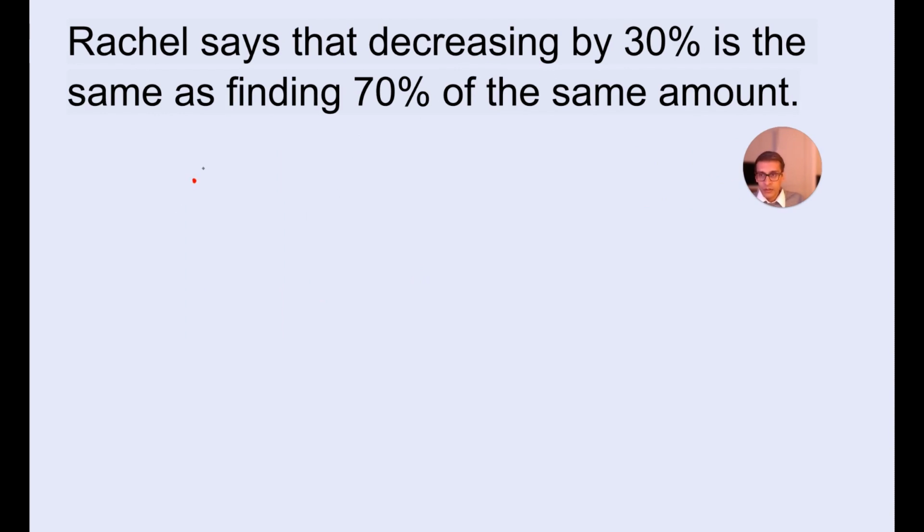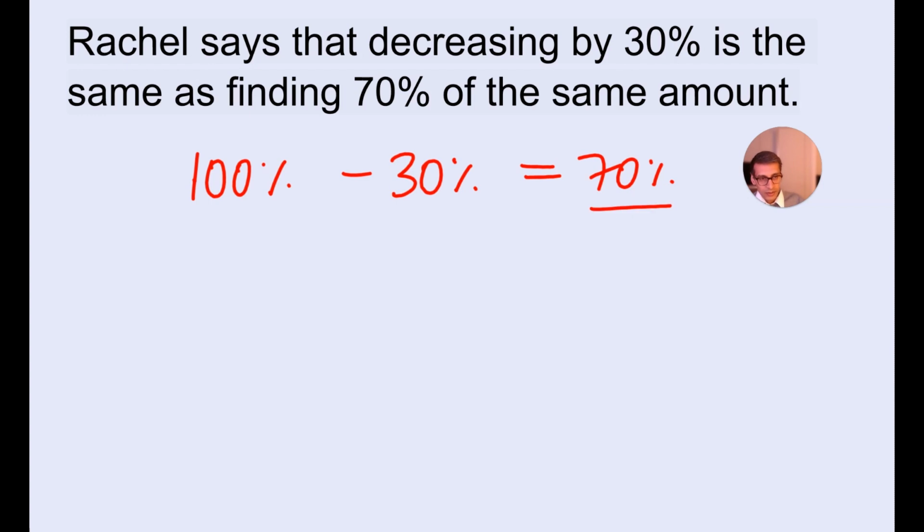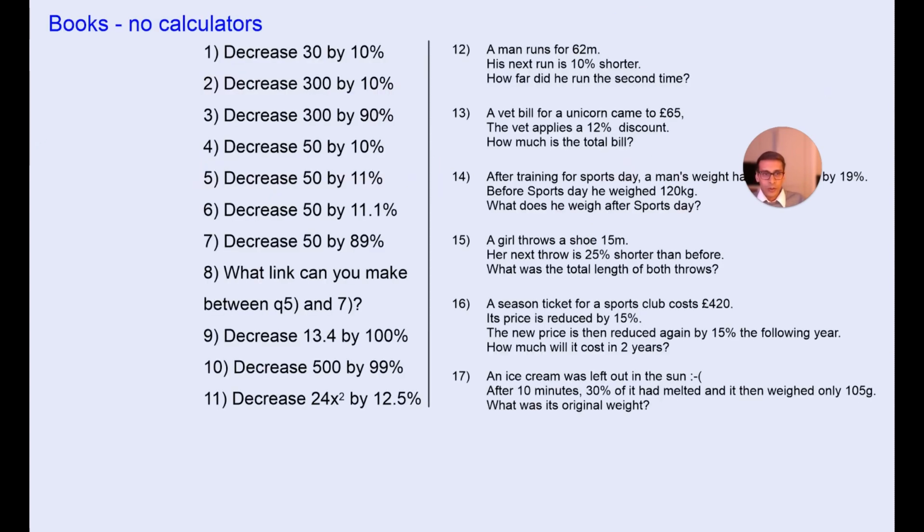If you have 100%, you take 30% away, you are left with 70% of an amount. So this is true. When you're working out percentage decrease, you're going to take the decrease away from the original amount. So try these questions without a calculator.